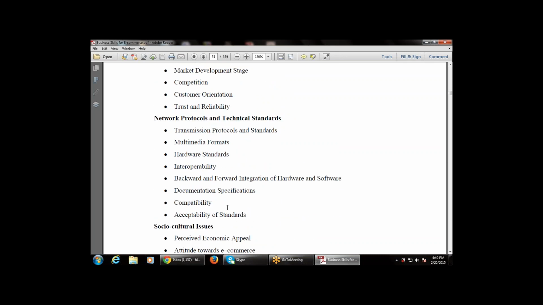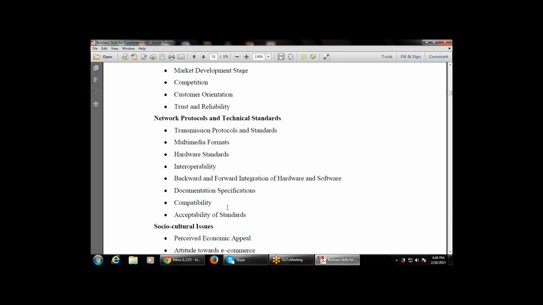The next issue is network protocols and technical standards. There should be a proper networking protocol that is used, and a proper technical standard that is used for e-commerce. That is network protocols and technical standards.